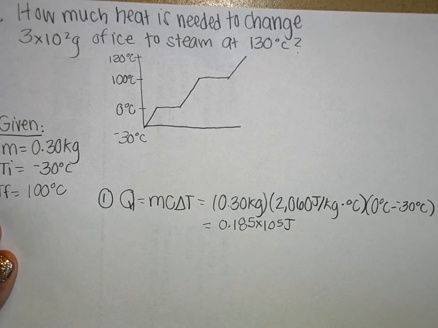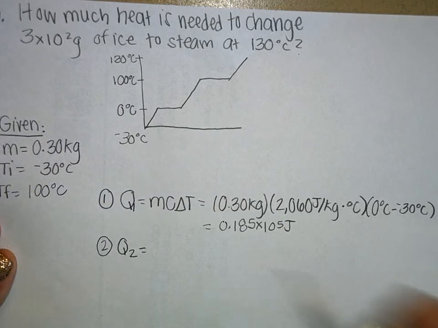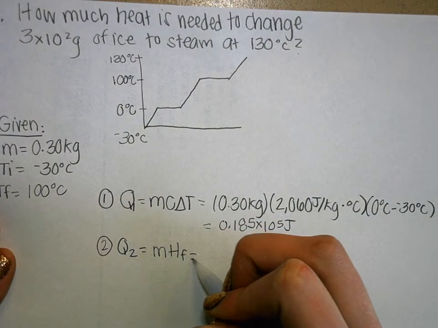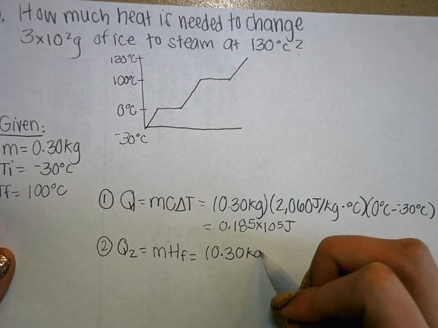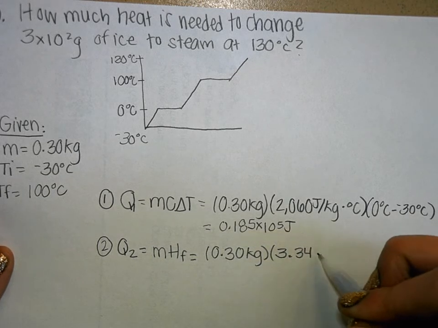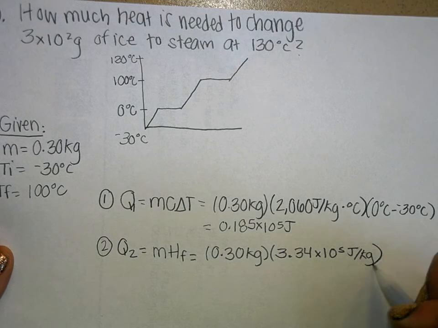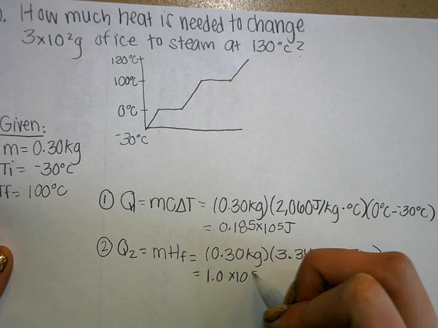Okay, so that gets us to 0 degrees Celsius, and now we're going to need to melt the ice. So Q2 is equal to mass times the heat of fusion. So that's just our mass, 0.3 kilograms, times our heat of fusion, which is 3.34 times 10 to the 5th joules per kilogram. That gives us 1.0 times 10 to the 5th joules.